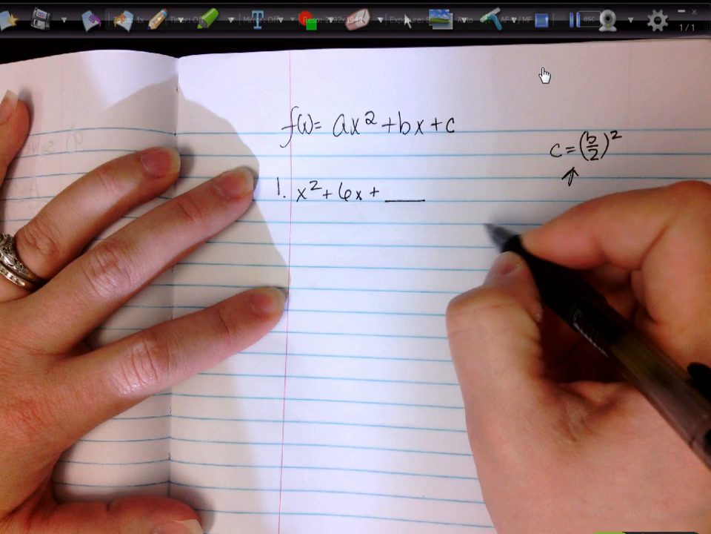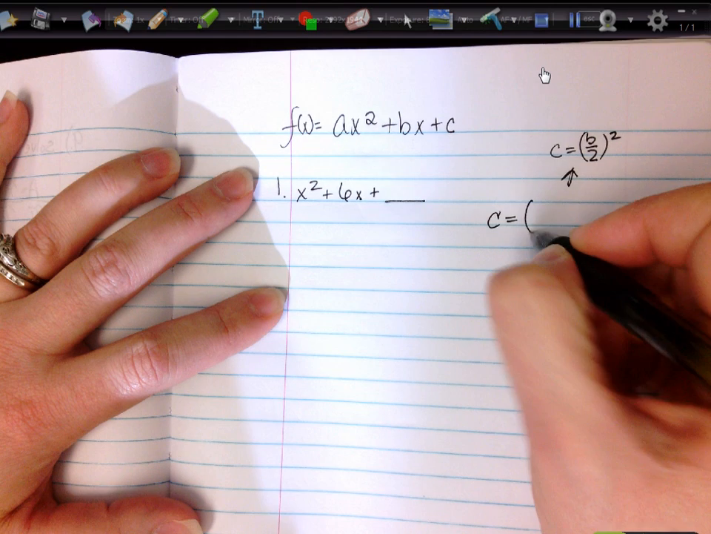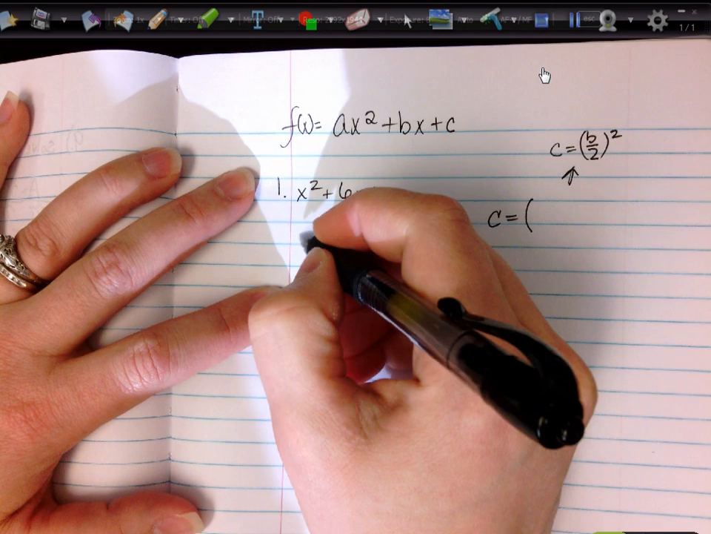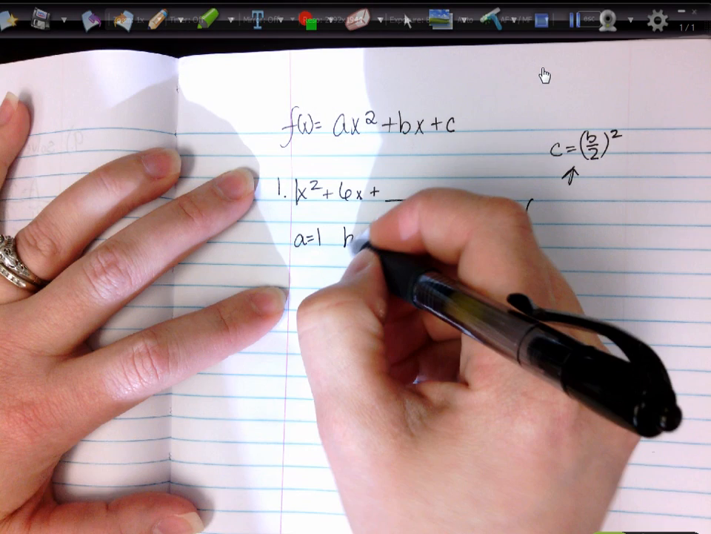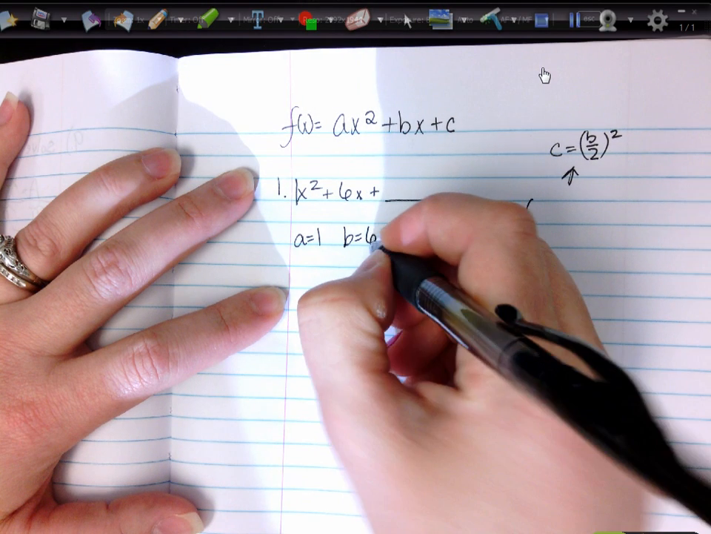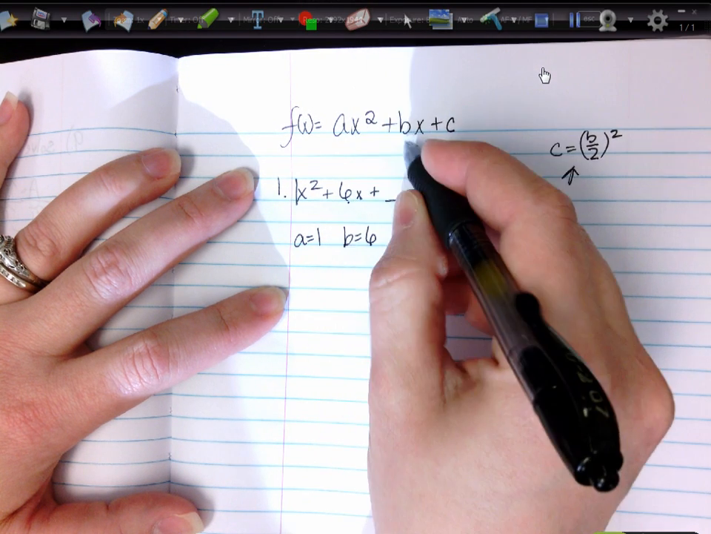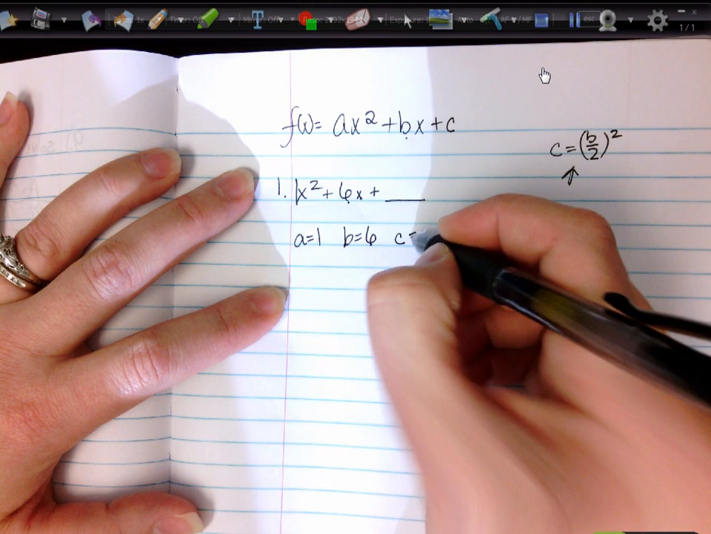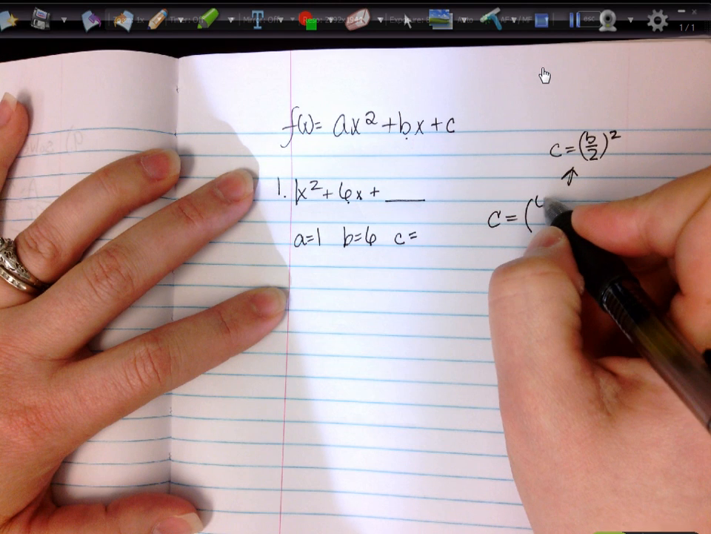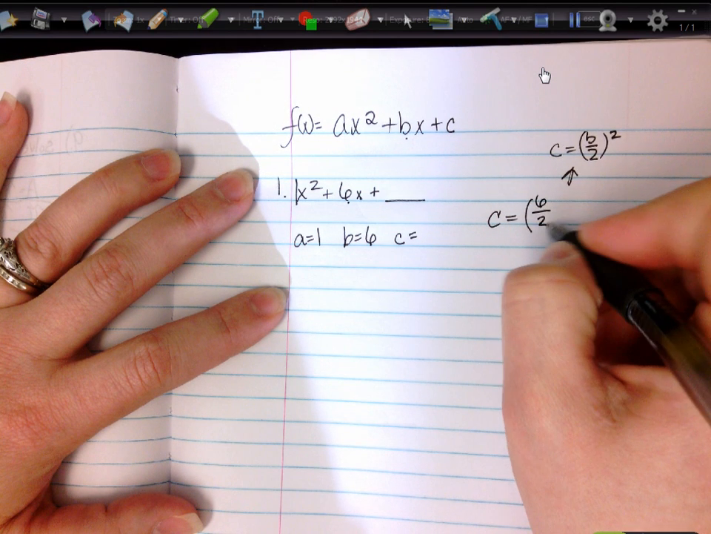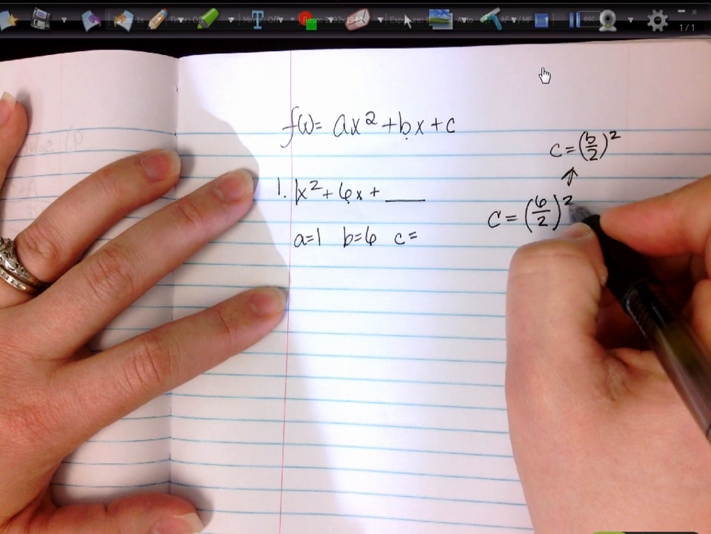So we're going to say c is equal to whatever my b is. My a is 1, because there's an understood 1 in front of my x squared. My b is 6, because it's the number in front of the x. And my c at this point in time is unknown. So I'm going to solve for it. I'm going to say 6 divided by 2, because my b is 6, squared.